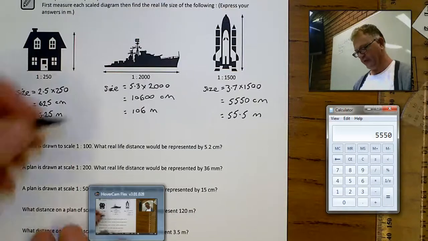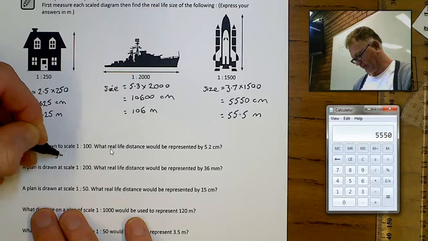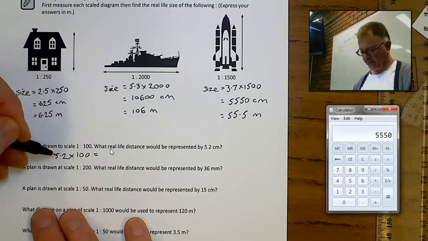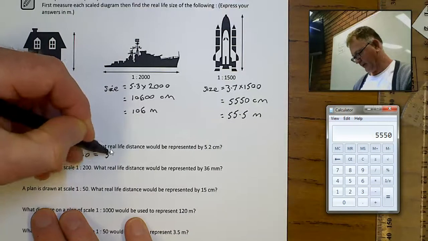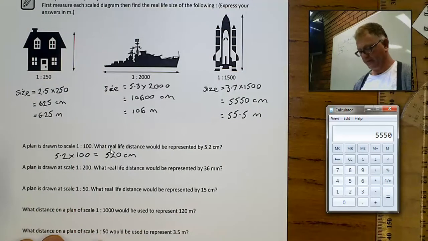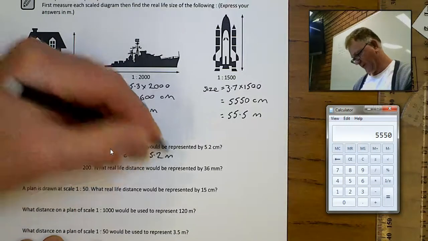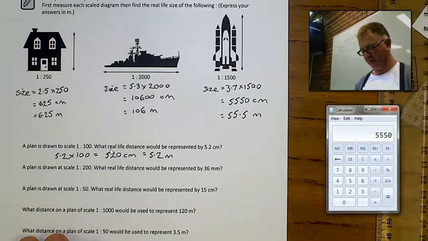So its real life size is 100 times bigger. 5.2 times 100 equals, and if you can times the number by 100, pretty easy, 520 centimetres would be the answer. You might like to express that in metres if you wanted to. Divide by 100, we'll get back to where we started, it'd be 5.2 metres. 5.2 centimetres on the plan represents 5.2 metres in real life.